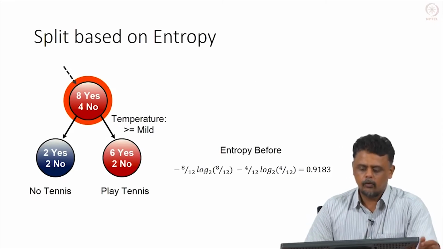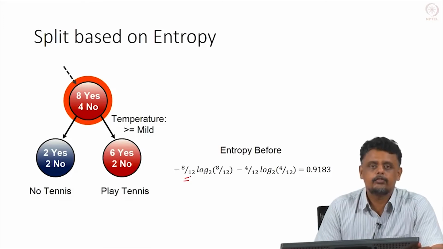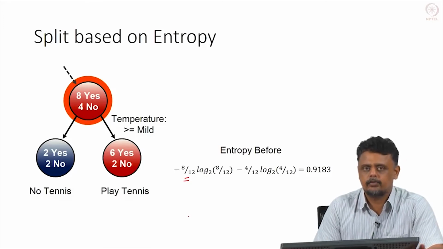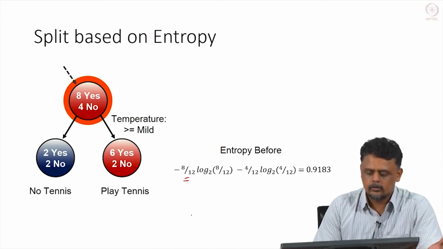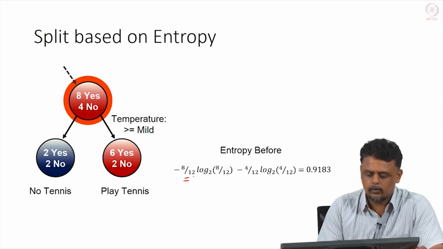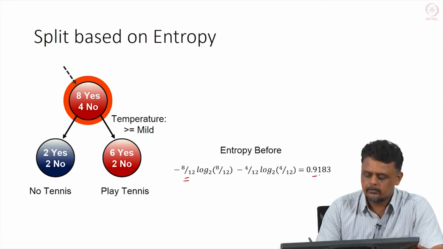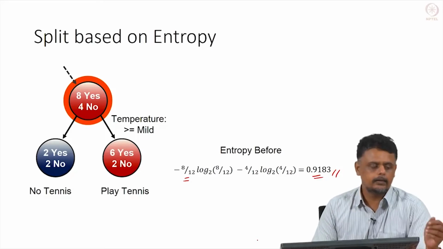So, entropy before: there are two classes, so you have to sum over all the classes. The two classes are yes and no. So, the proportion P of C is just the proportion of data points corresponding to that class. So, 8 data points out of 12 correspond to yes. So, that P is 8 over 12 log 8 over 12, and the proportion of data points which correspond to the no class is 4 over 12, so it is 4 over 12 log 4 over 12. So, that gives rise to an entropy of 0.91.